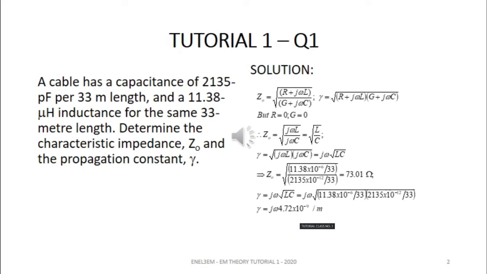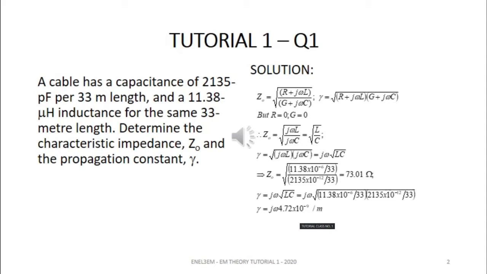Now, our L is 11.38 times 10 to the minus 6 over 33. That gives us the inductance per meter. And our capacitance C is 2135 times 10 to the minus 12 over 33, which gives us the capacitance per meter. And therefore, our Z0 is equal to 73.01 ohms. Just note that for a lossless line, the characteristic impedance is real.